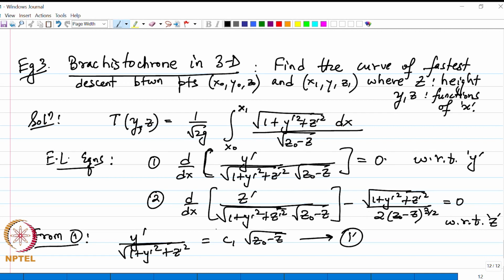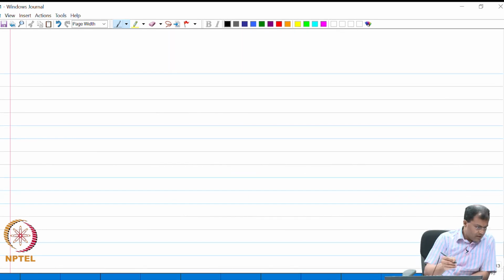prime, notice that 2 prime is a mess and it is not going to be easy to solve. But let me call this integral as 1, and we note that 1 is also independent of x. So we can definitely use the Beltrami identity for two variables. So what I just said is the following.